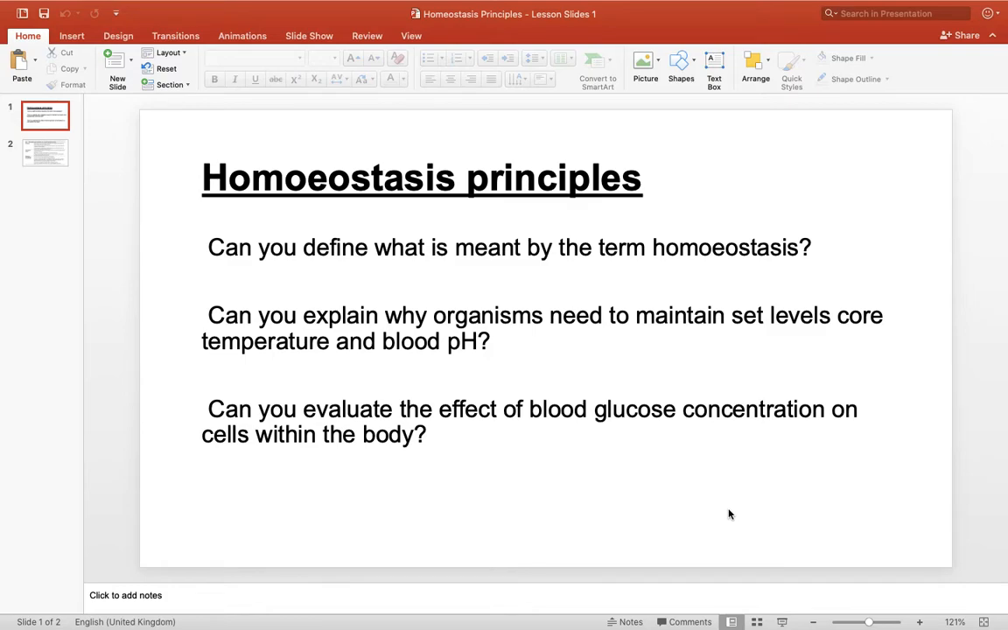Hello and welcome to today's lesson where we're going to be looking at homeostasis principles. By the end of the lesson you should be able to define what is meant by the term homeostasis. You should be able to explain why organisms need to maintain set levels of core temperature and blood pH, and you should be able to evaluate the effect of blood glucose concentration on cells within the body.